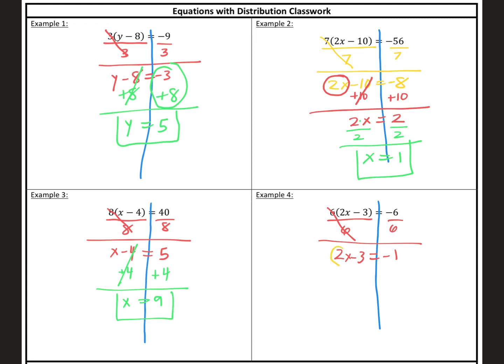Again, I want to get 2x all alone, so I'm going to circle it. We need to undo that minus 3, so the opposite of subtracting is adding 3 to both sides. When we do that, my 3's cancel. We're left with 2x equals 3 minus 1, which is 2. And then my last step, go ahead and get rid of that 2 in front, so we're going to divide both sides by 2. When I do that, we get x equals 1 again.